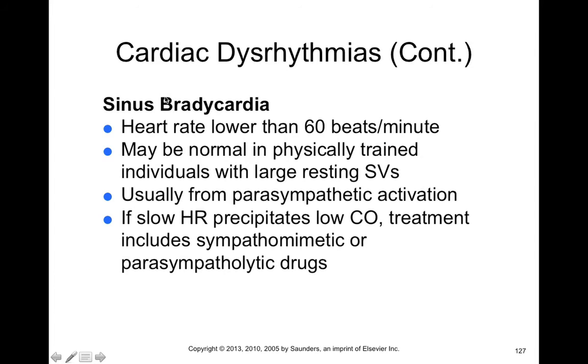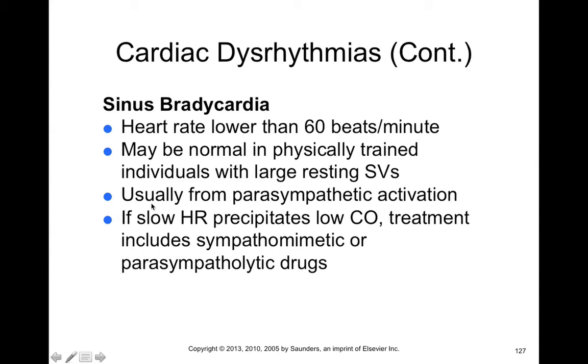Now, sinus bradycardia is where you have a heart rate that's lower than 60 beats per minute, and it can be normal in physically trained individuals that have large resting stroke volumes. In trained athletes, their heart muscle can contract so efficiently that if their stroke volume is really high, you can get the same amount of cardiac output with an even lower heart rate.